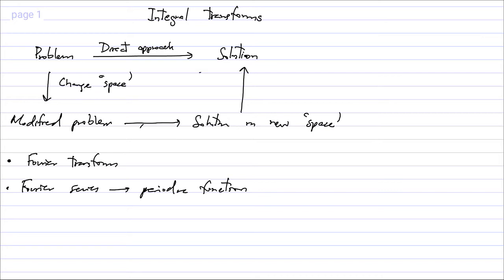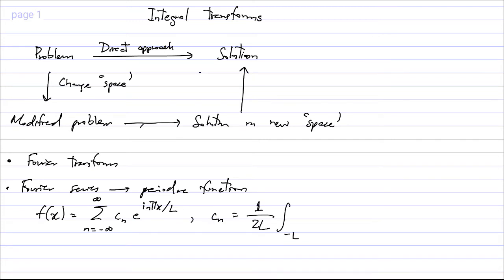If your function was periodic, remember you could write this down: Cn e raised to the power i n pi x over L, where L is the period of your function. These coefficients are given by this: you integrate your function over one period, with e raised to minus i n pi x over L.